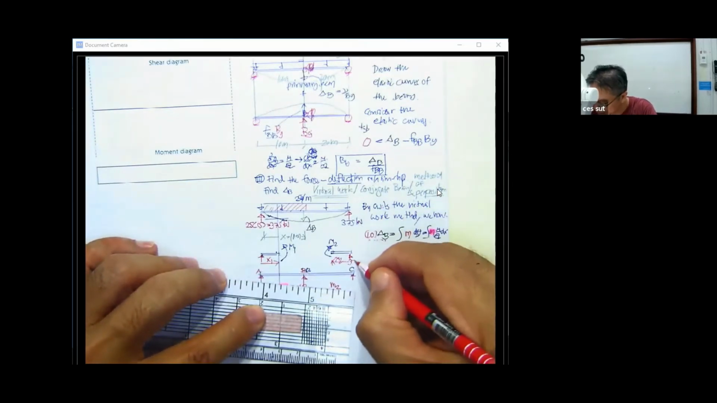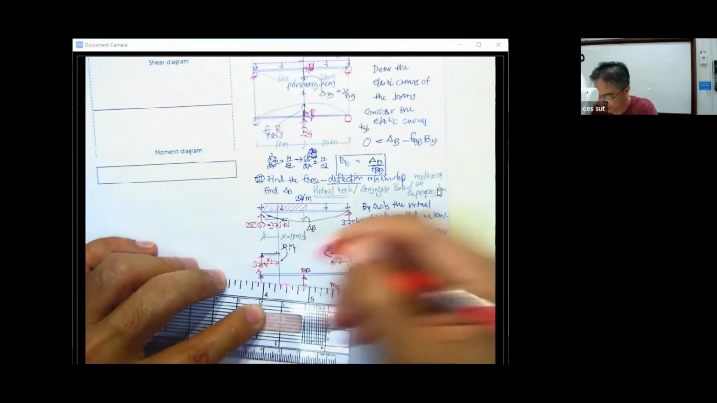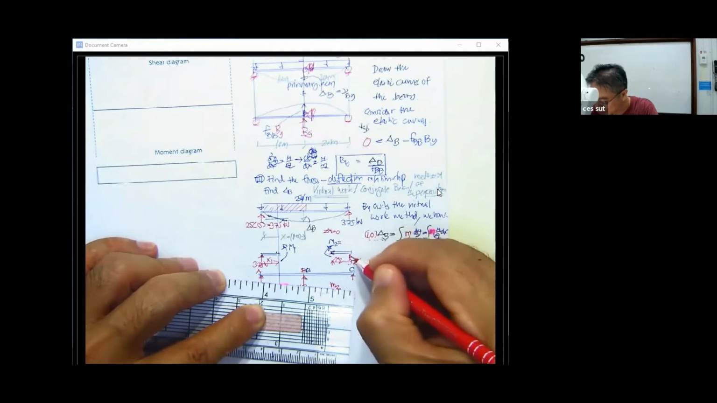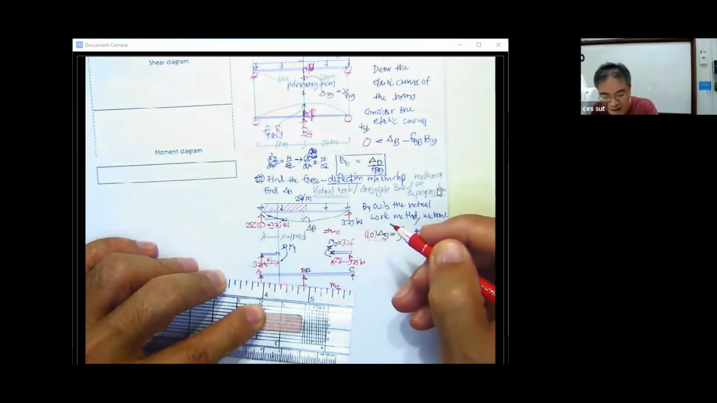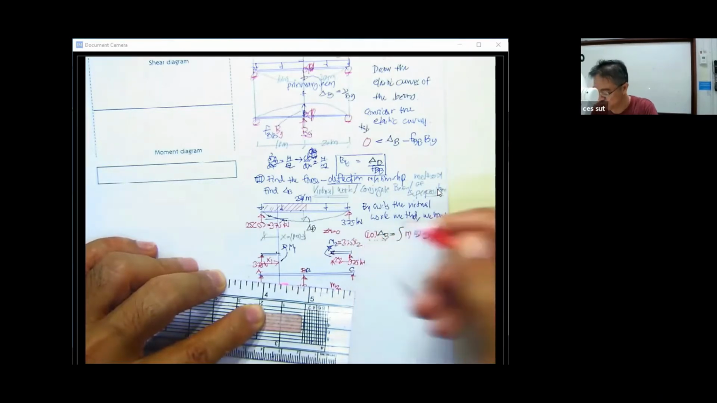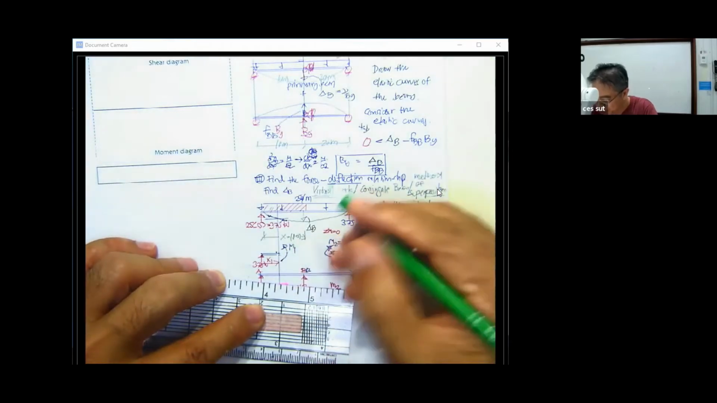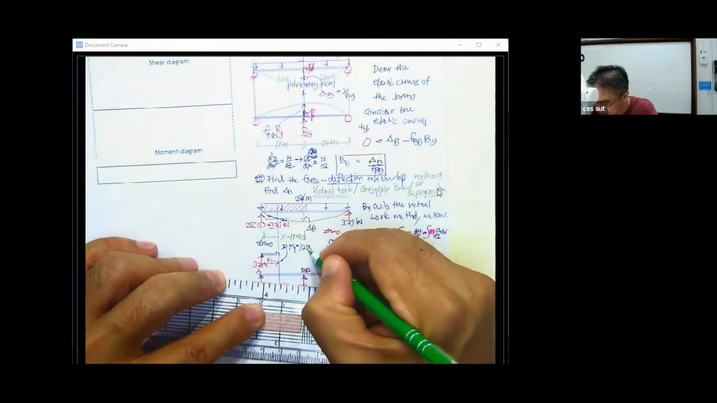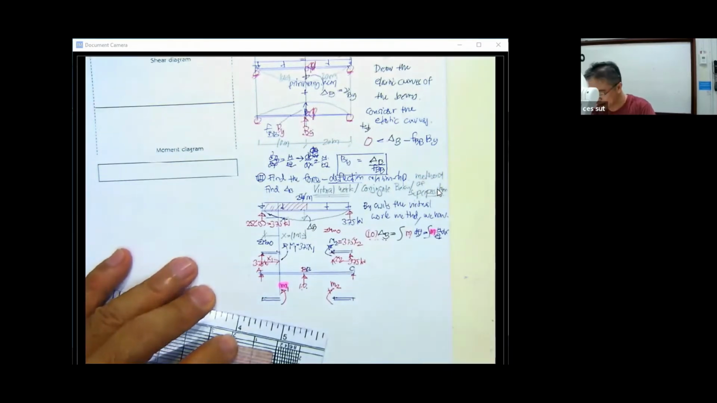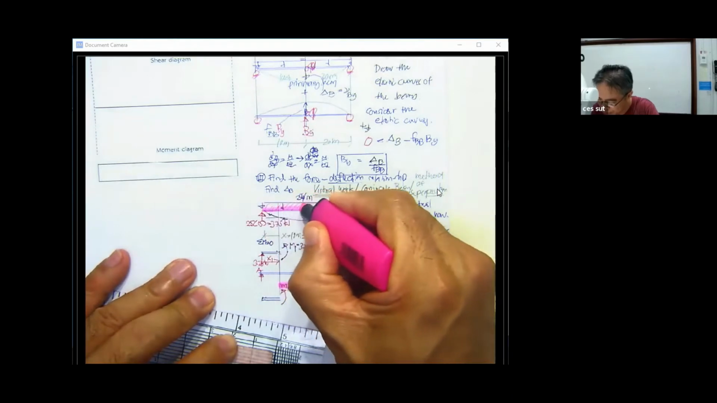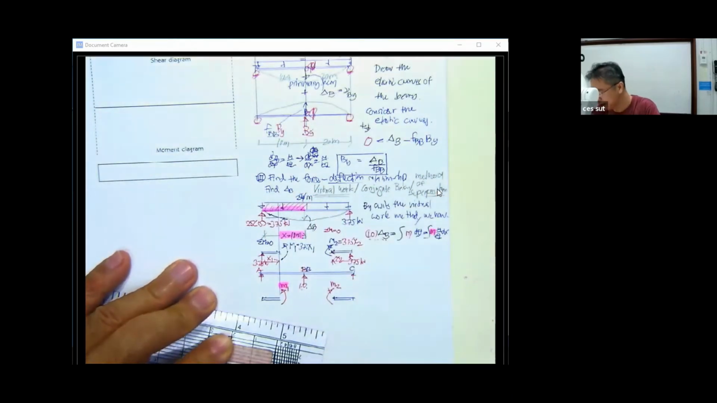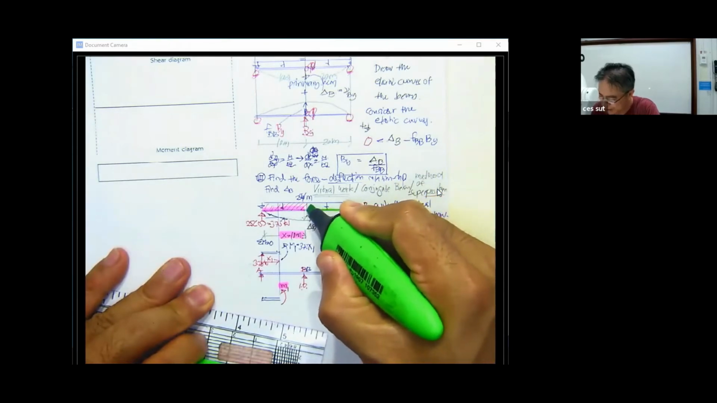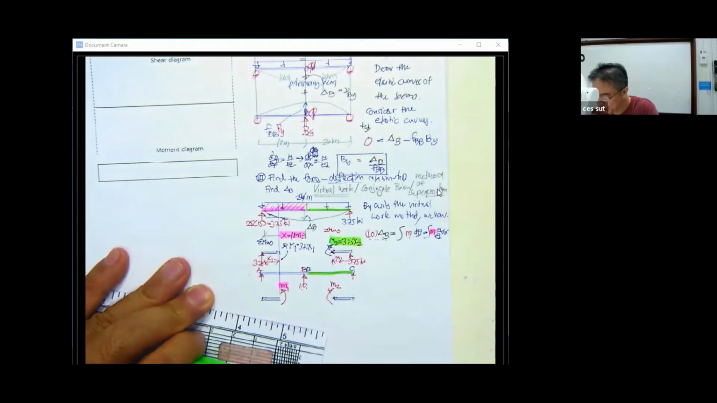The load here is 375 kilonewton. If you do the summation of the moment equal to 0, you will get M2 equal to 375 times x2, and also M1 equal to 375 times x1. For x1 we integrate over 10 meters, but for this one we integrate from C to B, which is 20 meters.